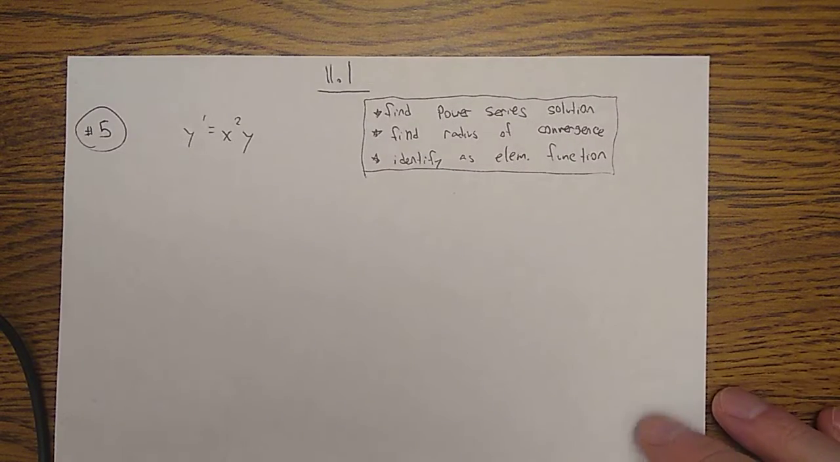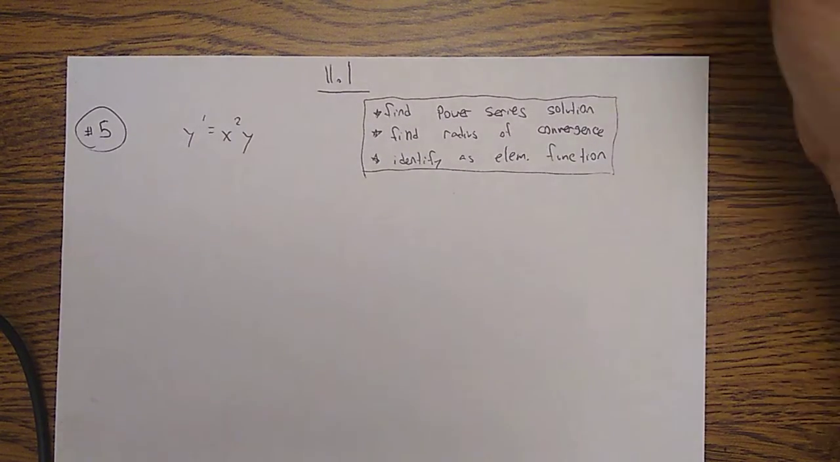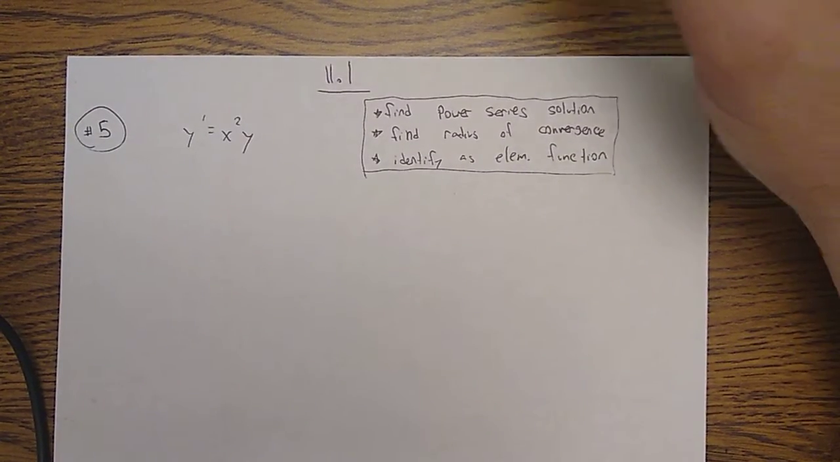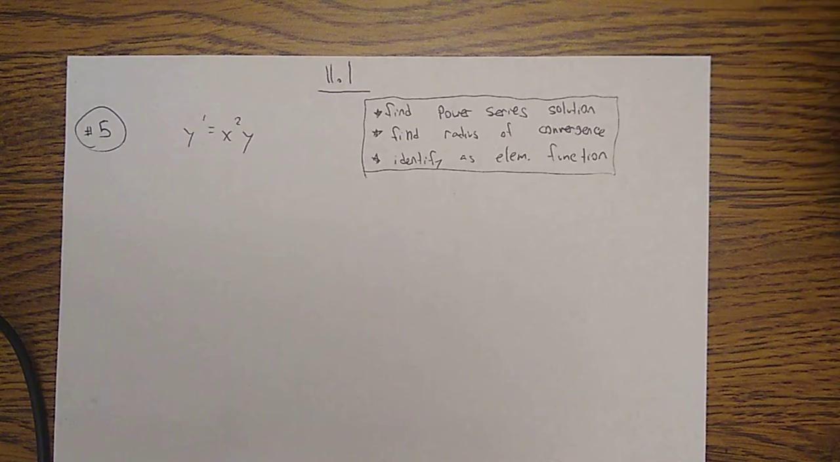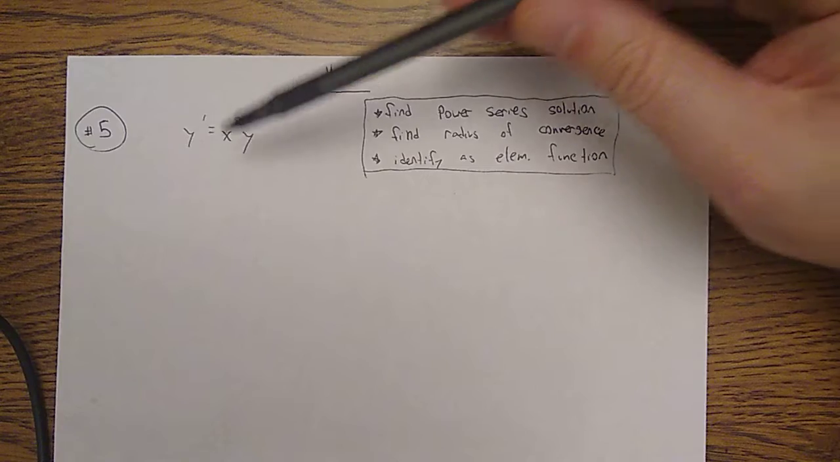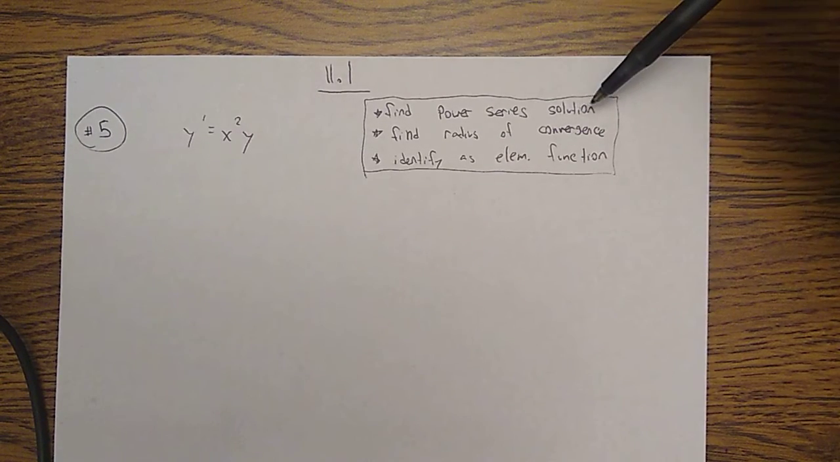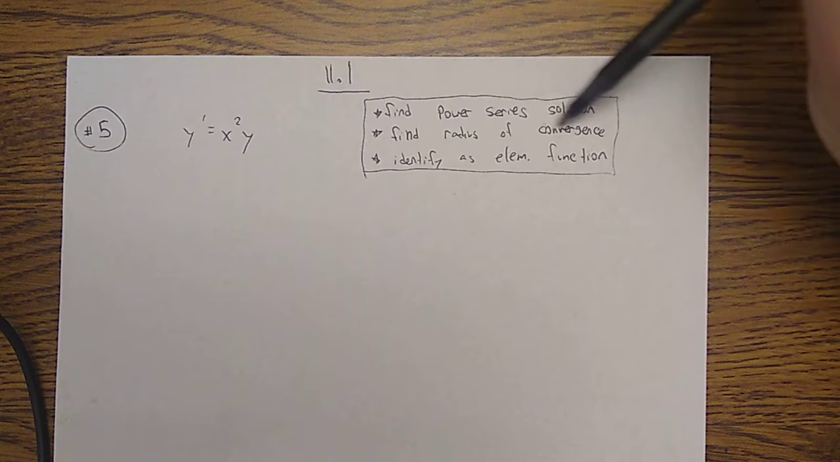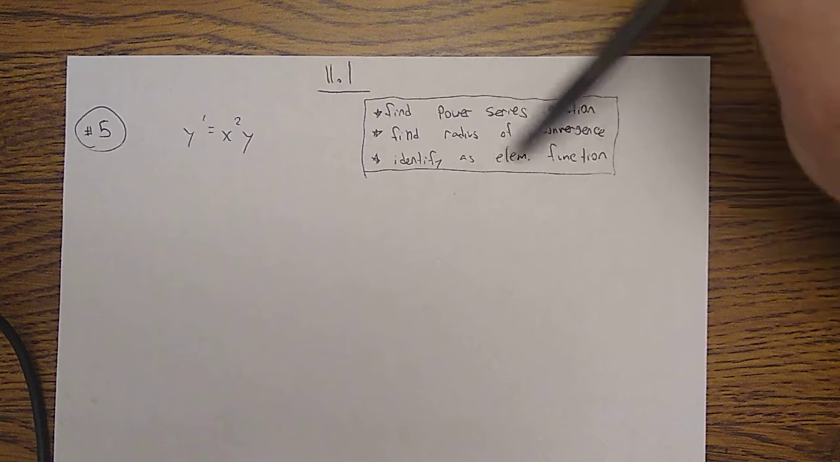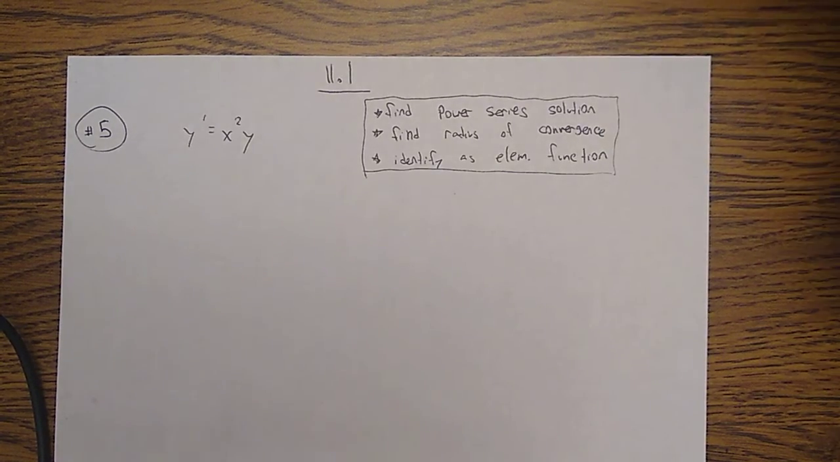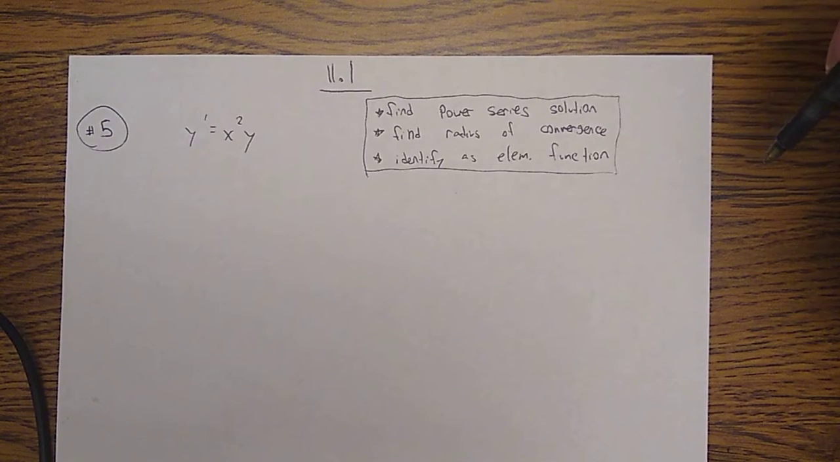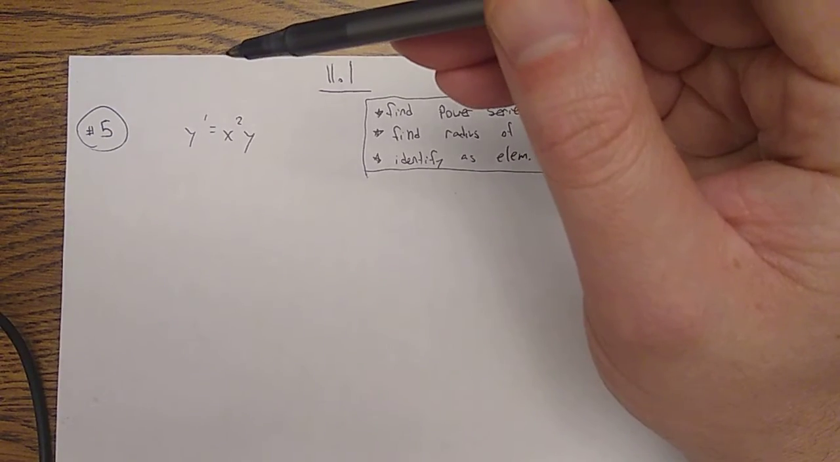Alright, so I was asked to do maybe an example from chapter 11, the power series stuff. So we have this differential equation, and the instructions are to find a power series solution, find the radius of convergence, and to identify that as an elementary function.